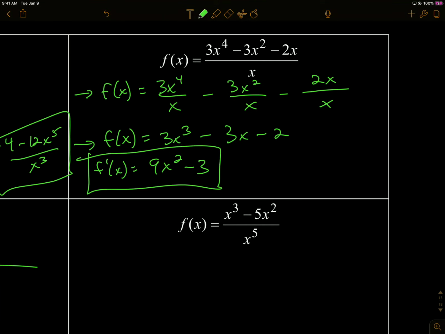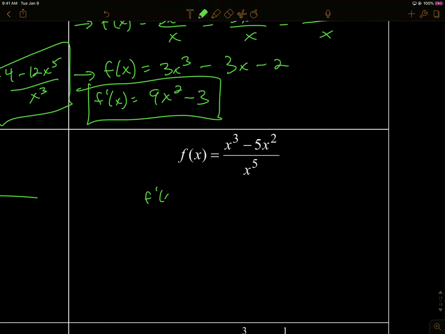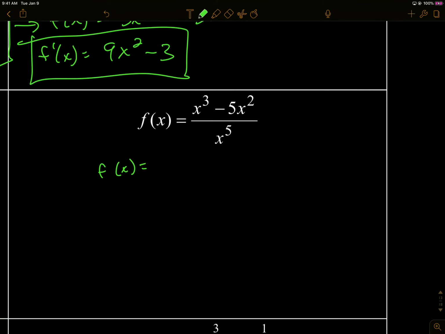This one is the same as that, except that when you simplify, whoops, I'm not doing the derivative yet. When you simplify, you're going to get some negative exponents. So let's look at this one. It's x to the 3rd over x to the 5th minus 5x squared over x to the 5th. That's going to be equal to x to the -2. And I have to bring it up. I don't want to leave it as x squared on the bottom because I'm going to apply the power rule. Minus 5x to the -3.